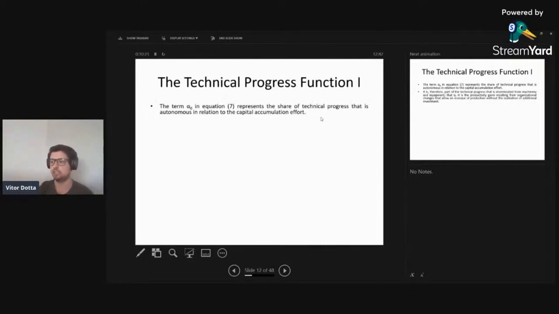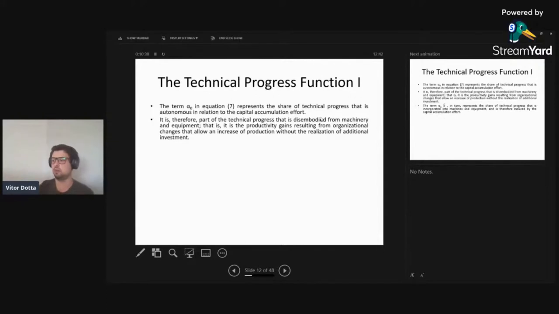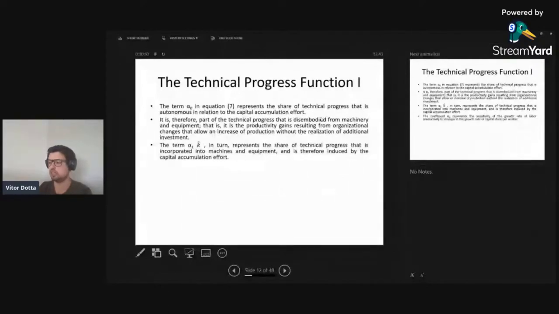The term A0 in equation 7 represents the share of technical progress that is autonomous in relation to capital accumulation. It is therefore a part of the technical progress that is disembodied from machinery and equipment. So the productivity gains originate from organizational changes, which allow an increase in productivity without any additional investment in capital products. The term A1 k-hat, in turn, represents a change of technical progress that is incorporated into machines and equipment and therefore is induced by capital accumulation efforts.